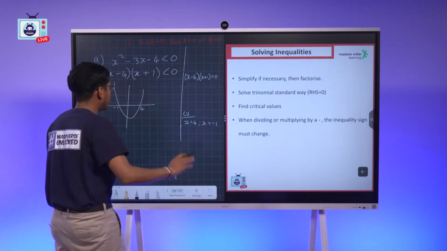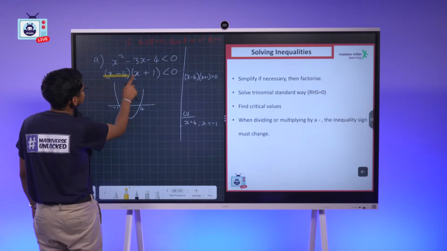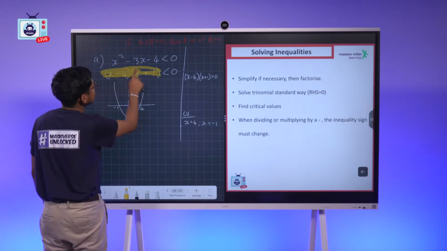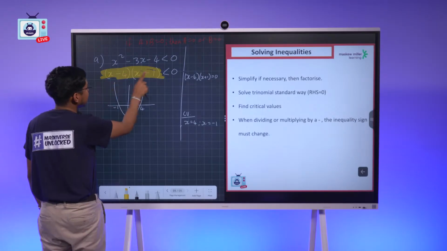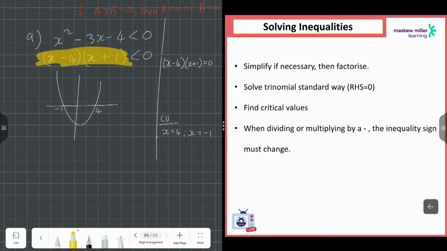Now, look what's happening here. Remember, you need to understand that this part over here is actually y. And y is below 0, right? Now, where's below 0? This is 0 basically here. So below 0 is this area over here.